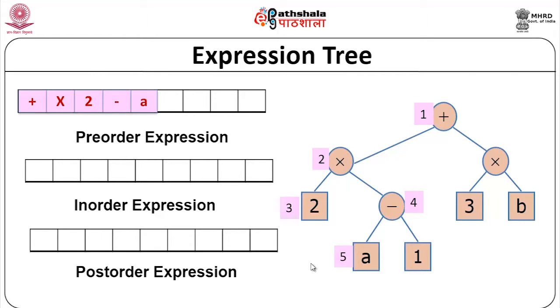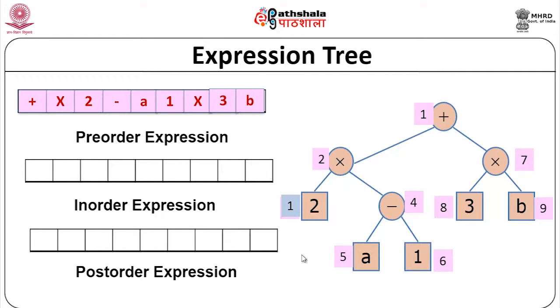A 1, and then I do again this, I finish this. So, I do the right, and so on. So, this gives me the pre-order expression. Now, I have to do the same thing for in order.